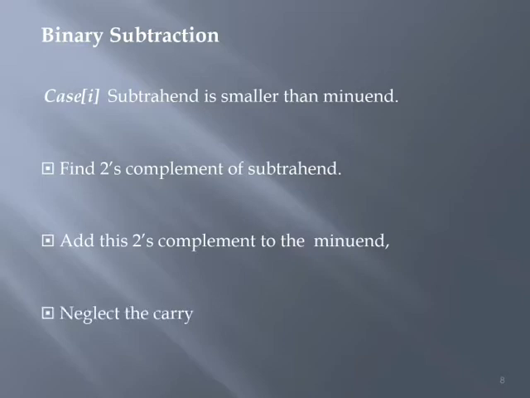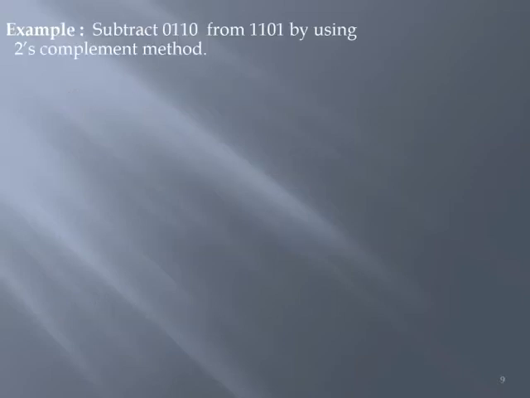And after that addition of 2's complement of subtrahend with minuend, what will happen? If some carry is generated, you need to neglect that carry. After addition of 2's complement of subtrahend with minuend, if output carry is generated, that carry has to be neglected for this case 1. Okay, we'll see the example of subtracting 0110 from 1101 by using 2's complement method.